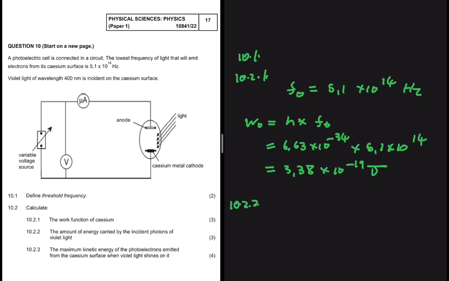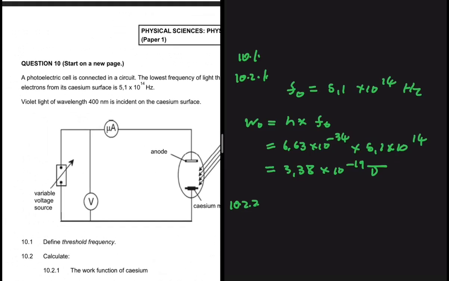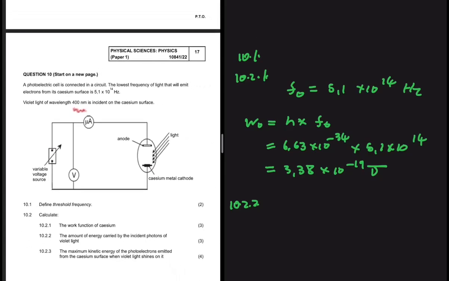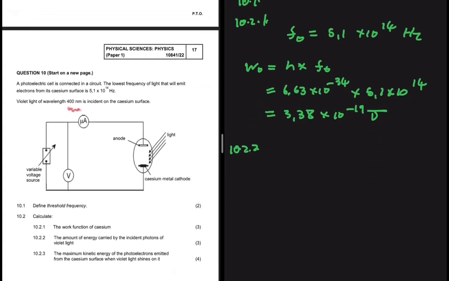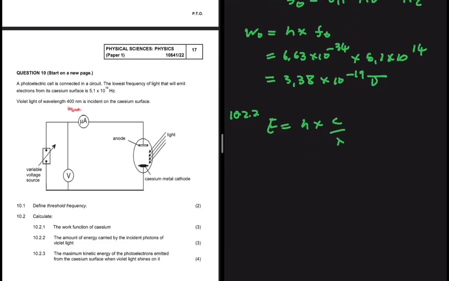In 10.2.2 we're calculating the amount of energy carried by the incident photons of violet light. So we have violet light of wavelength 400 nanometers that is incident on our cesium surface. If you are given a wavelength, the energy will be equal to Planck's constant multiplied by the speed of light divided by the wavelength. If you're given the frequency, then it's just Planck's constant multiplied by the frequency. But I'm sure you know that.